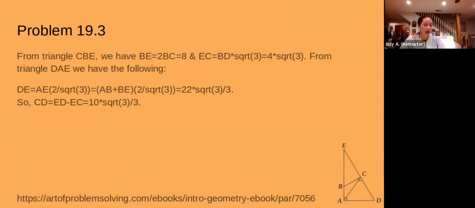DE is equal to AE times 2 divided by square root of 3, which is equal to AB plus BE times 2 divided by square root of 3. And finally, you plug in values to get 22 times square root of 3 over 3. So CD would be equal to ED minus EC, and finally you would get 10 times the square root of 3 over 3.